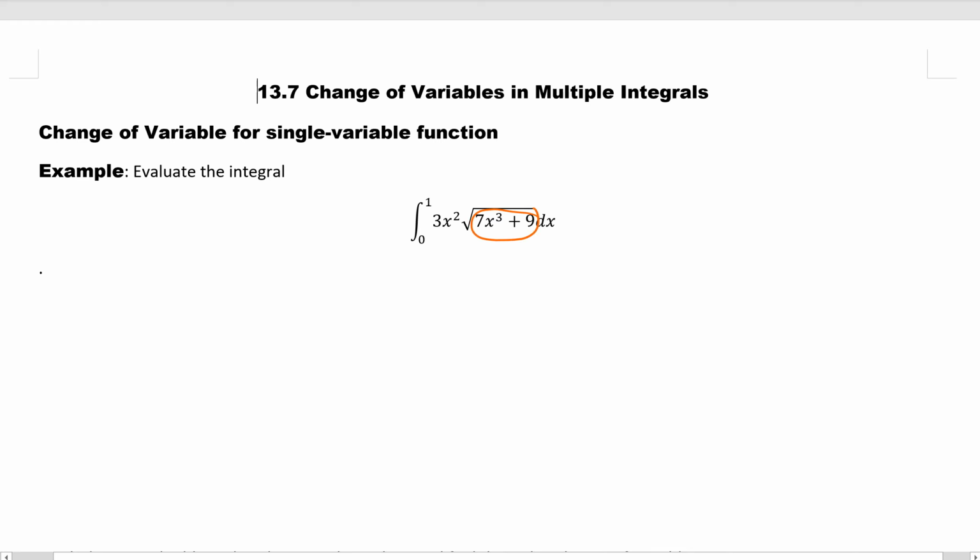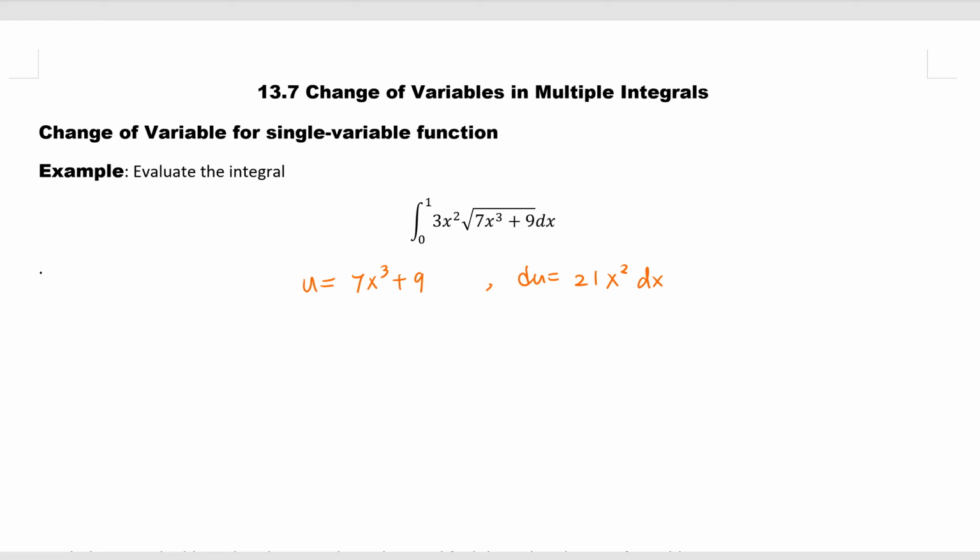Inside the square root, we have 7x cubed plus 9, and then outside we have 3x squared. Well, 3x squared is kind of related to the derivative of x cubed, right? So maybe we can use a change of variable. So we use u substitution. Let u be the function inside the square root. Then du is 3 times 7, 21x squared dx.